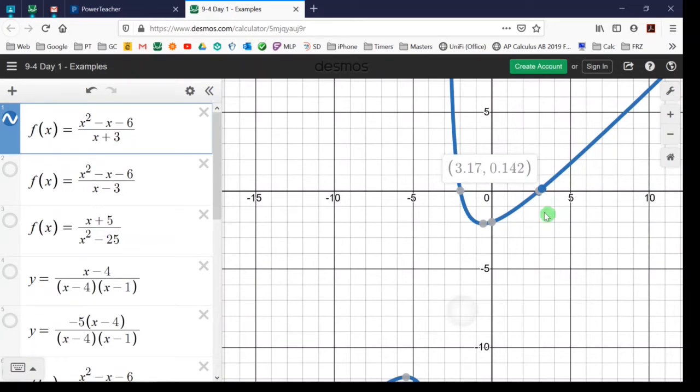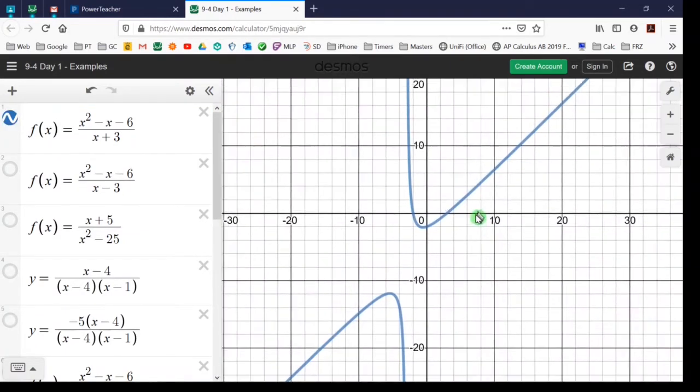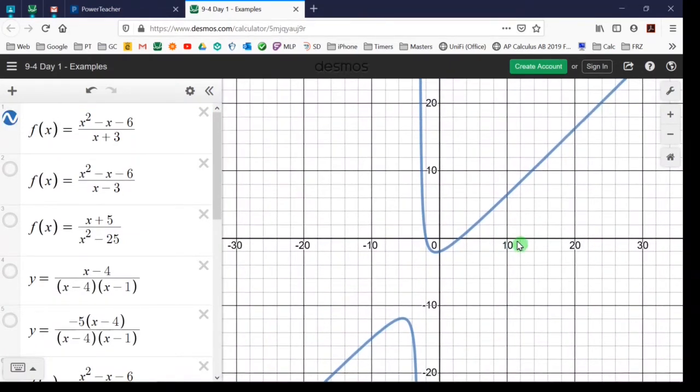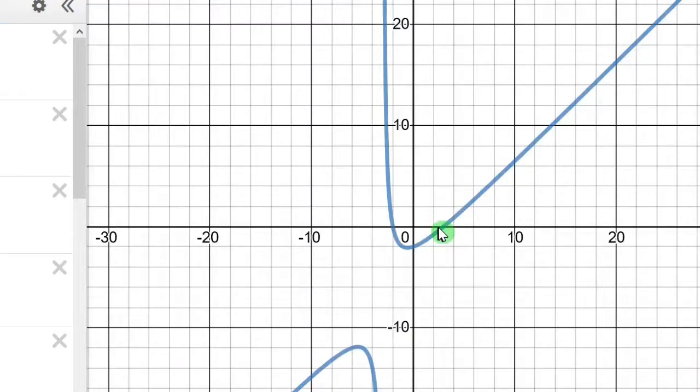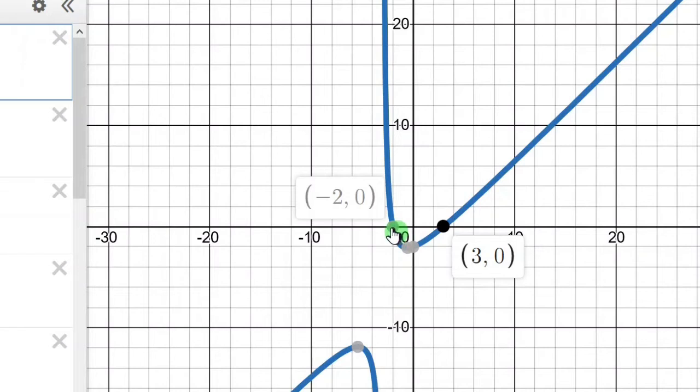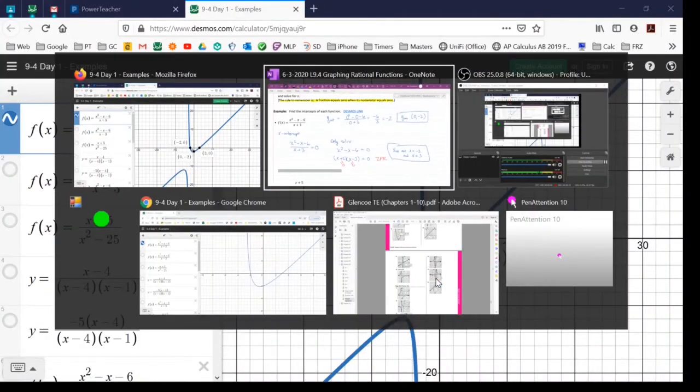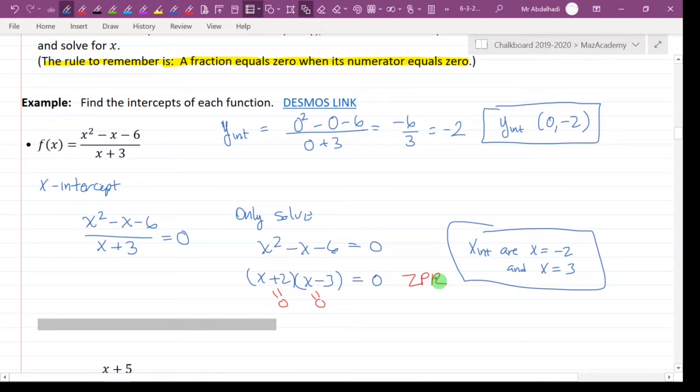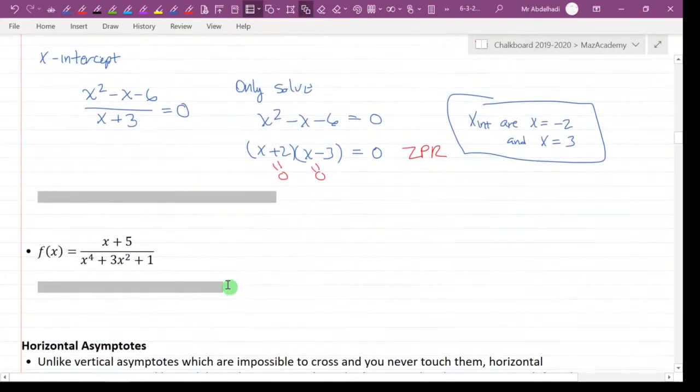Let's take a look. Do we have x-intercepts at +3 and -2, and a y-intercept of -2? Right there, what's that? That's +3. What's that? That's -2. And what's the y-intercept? -2. Perfect. We found all three intercepts just by using the methods that we have already learned. Okay, and that's it.